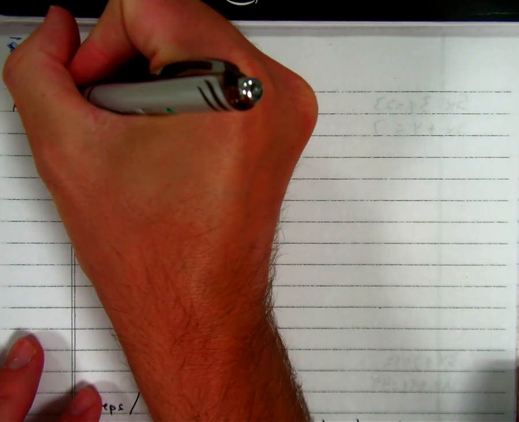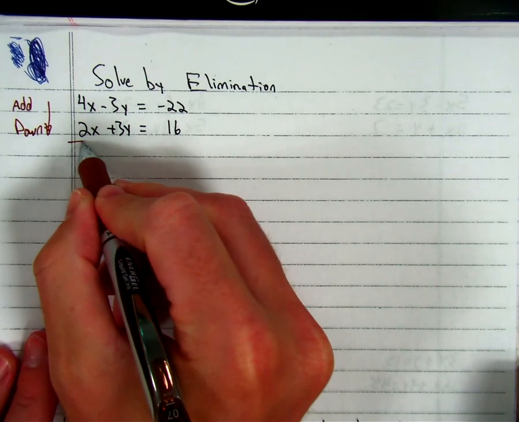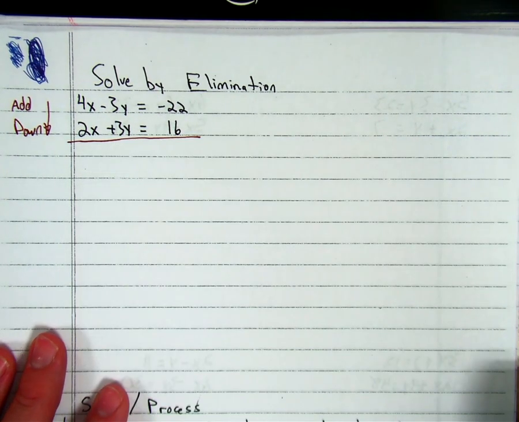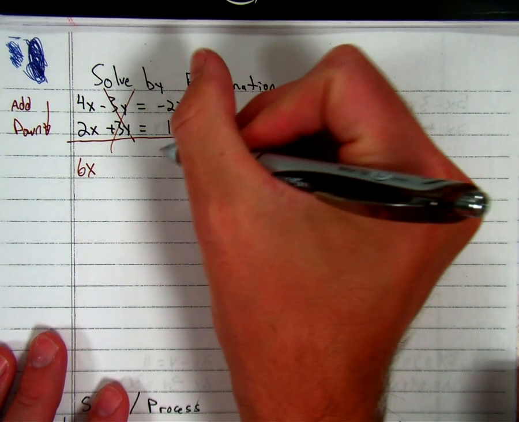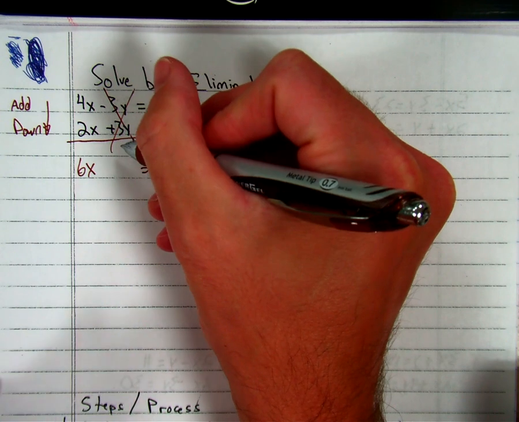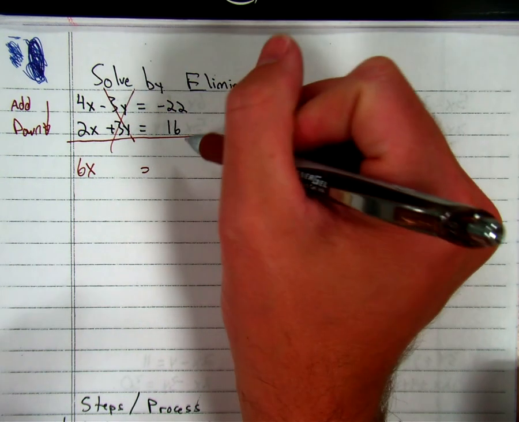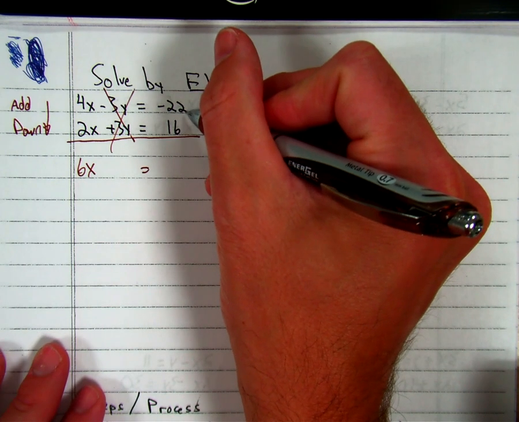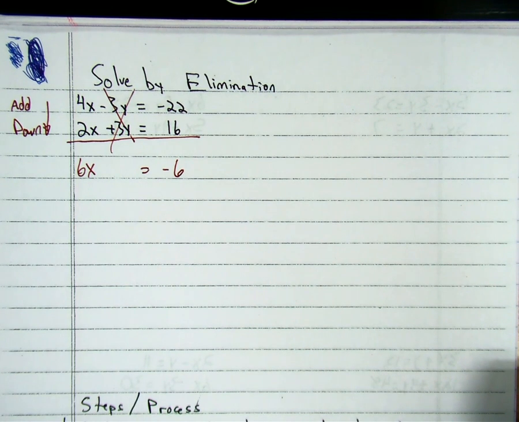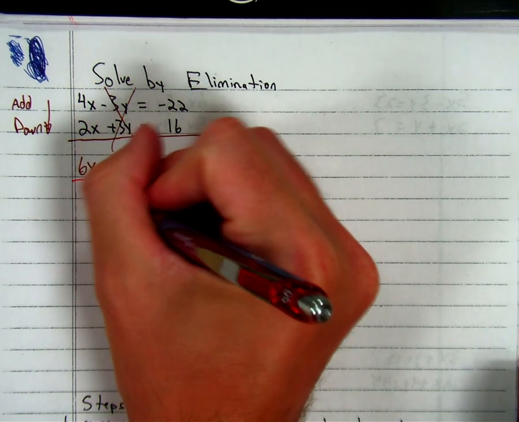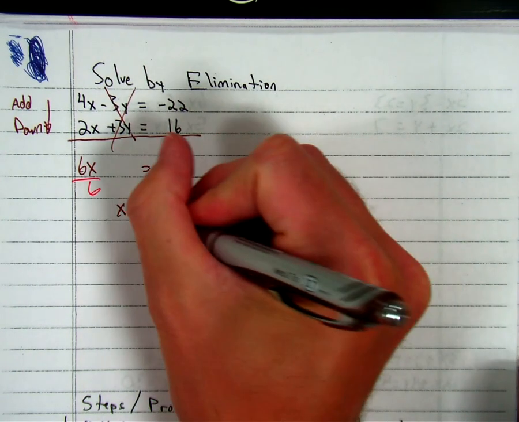Because we add down, and when we add these down, we'll get 6x, and then our y's will cancel. Minus 3y plus 3y is going to be 0y. It's going to cancel out or eliminate. And then negative 22 and 16 is going to be negative 6. Divide both sides by 6, and we get x equals negative 1.